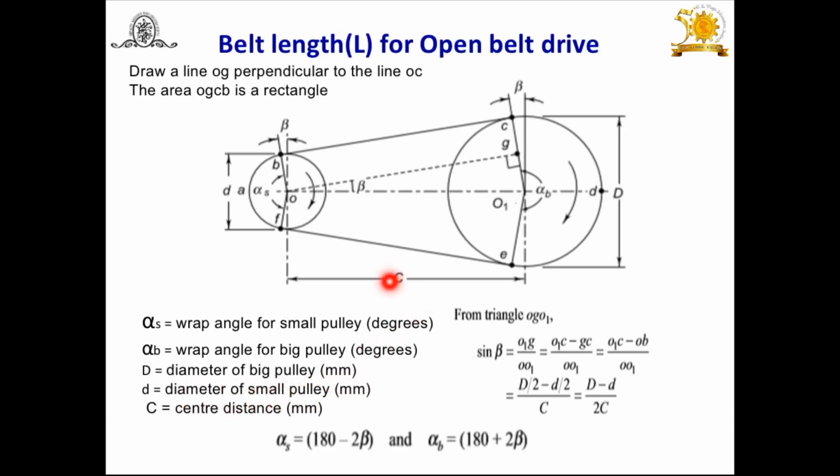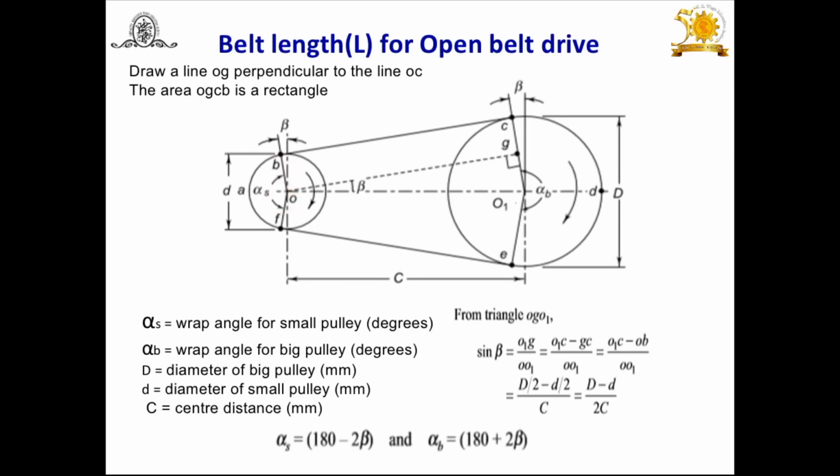the center distance. Now to find out the belt length, draw a line which is perpendicular to this O1 to C through this point, a line is drawn perpendicular here, and it makes one rectangle, that is O, then G, C, B, and now this GC is equal to the radius of the smaller pulley. It will help in the analysis.